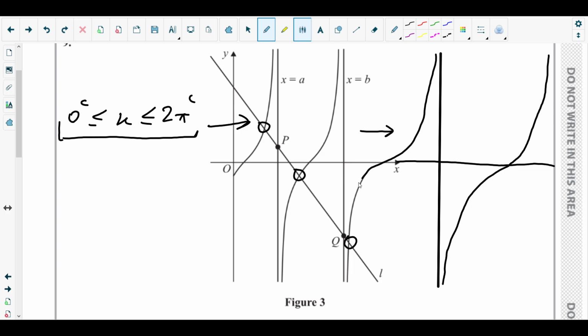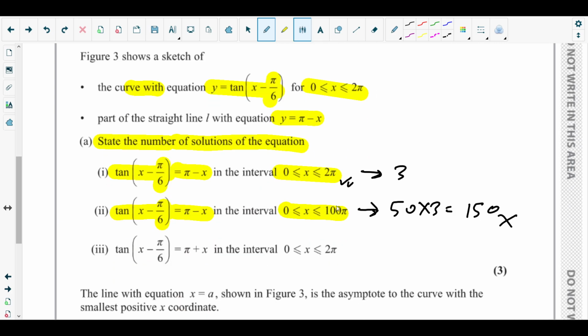So from 0 to 2 pi, this was the limit. From 0 to 2 pi there are 3 points of intersection, so 3 solutions, and then in the upcoming intervals there will be only 2, right? So in the first interval there are 3, so how many remain? We already know there are a total of 50 periods from 0 to 100 pi.